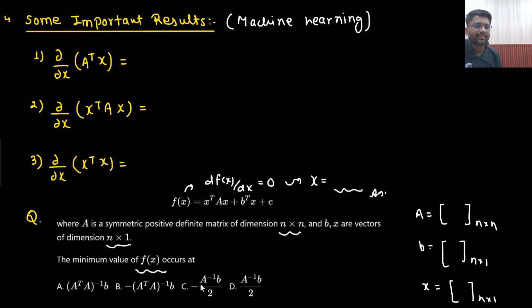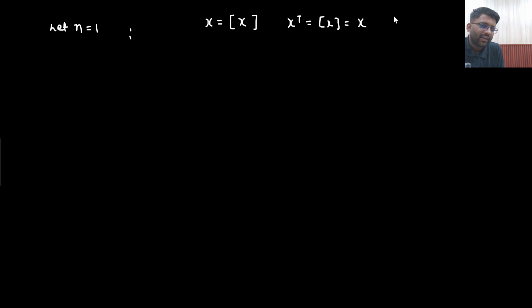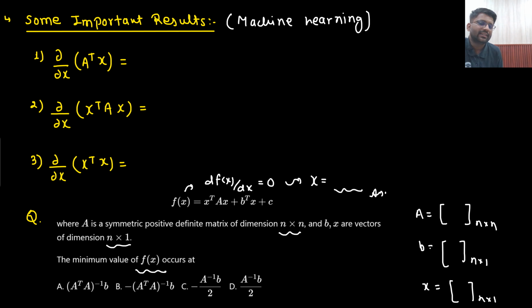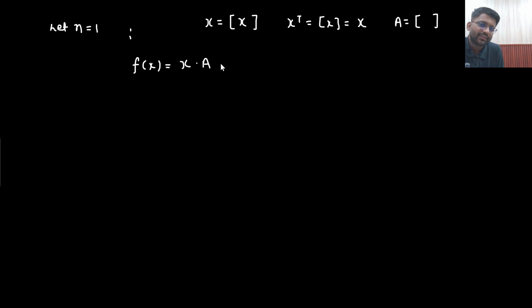Take n equals 1. That's it. Let n equal 1. If I put n equals 1, then what will happen? Let us say x is some matrix of any random number. That is x only. What will x transpose be? x transpose will also be equal to x only. And A is also a matrix of one element. So how could the function be written? x into A into x. They are single elements, no? Right, they will be single elements.